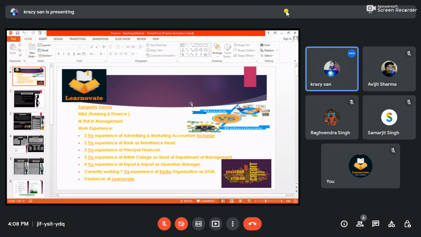So, guys, today's topic in the finance session is about shares and debentures, which are very basic knowledge about how shares and debentures play a role in the financial market, how they are issued, and what are the different types of shares and debentures.